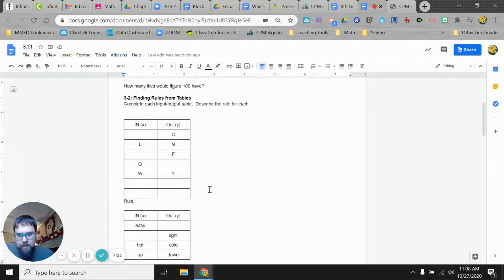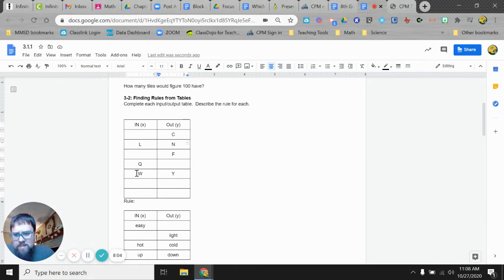In addition to those, we have some finding rules from tables. Basically, you want to figure out what the rule is. So it works kind of like we call this a function machine. You put something into it, and something happens to it, and it spits out something else. So really what your job is to figure out, if I put the letter L into the function machine, and it spits out the letter N, what is the function machine actually doing? How does it turn L into N? It does something. You have to figure out what that is.